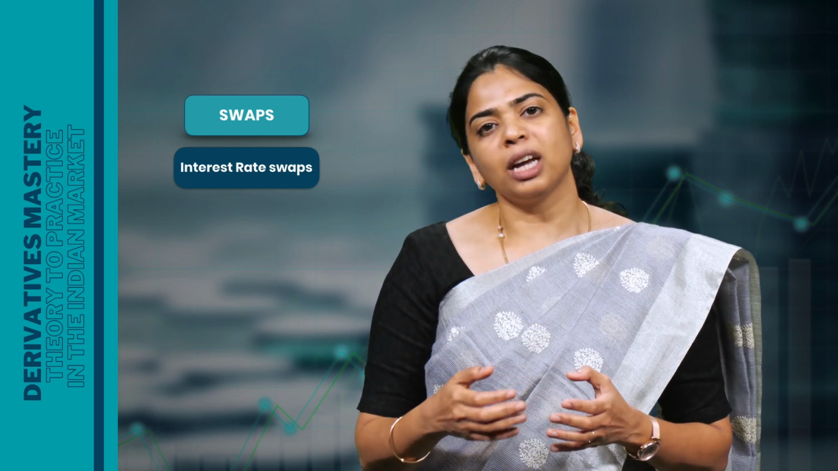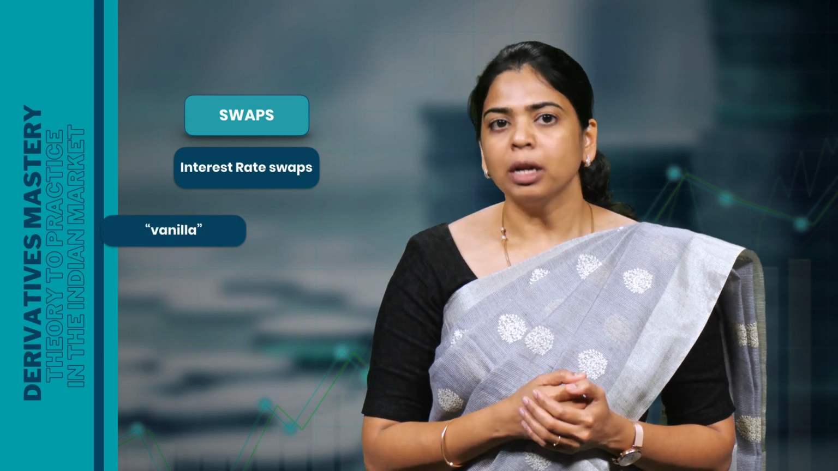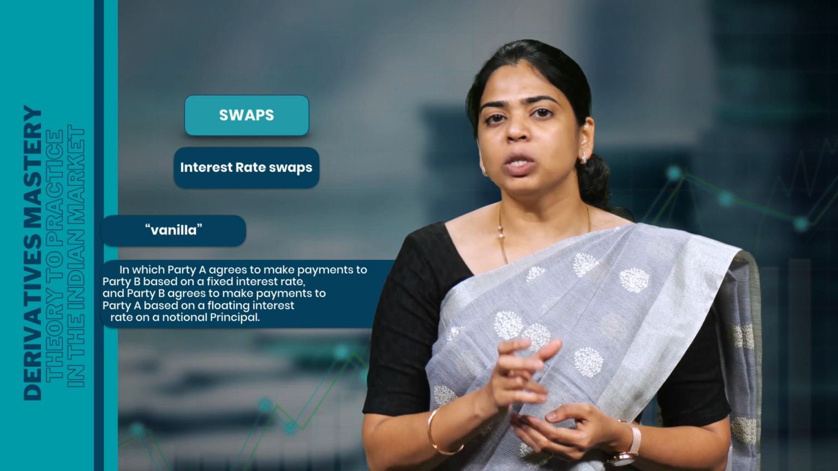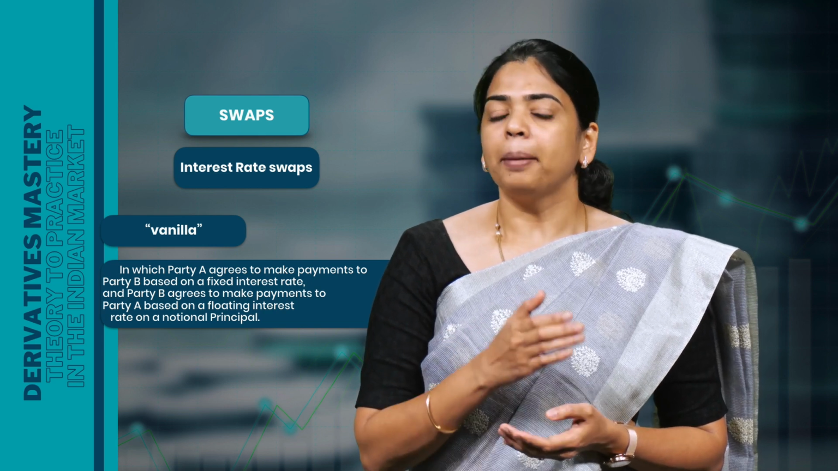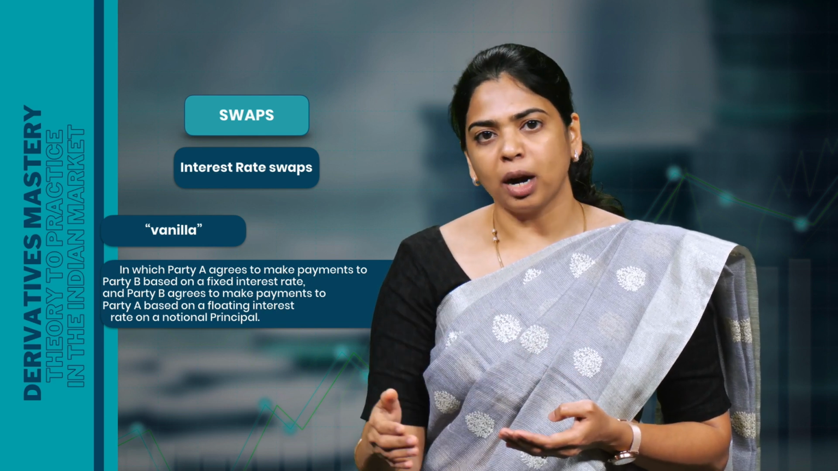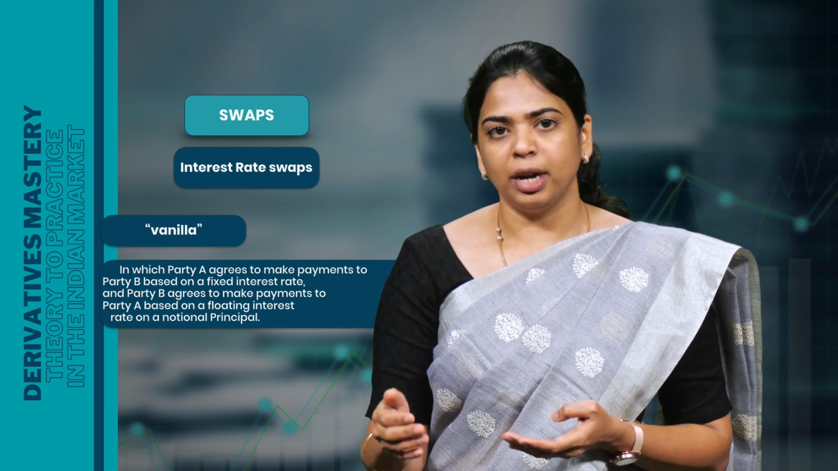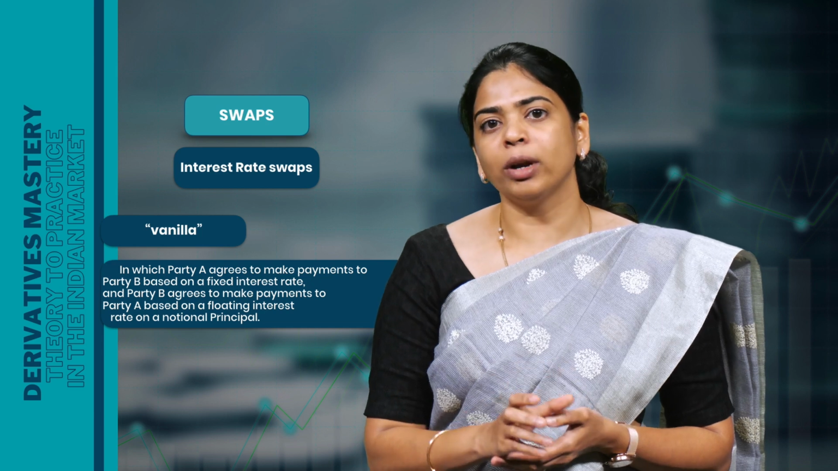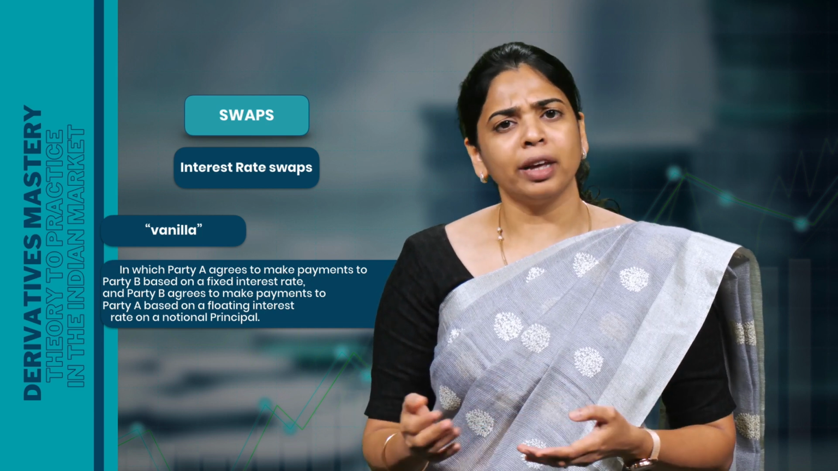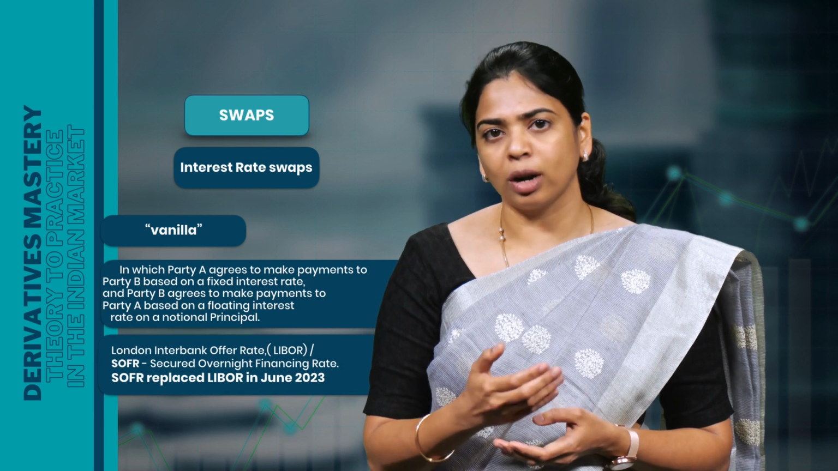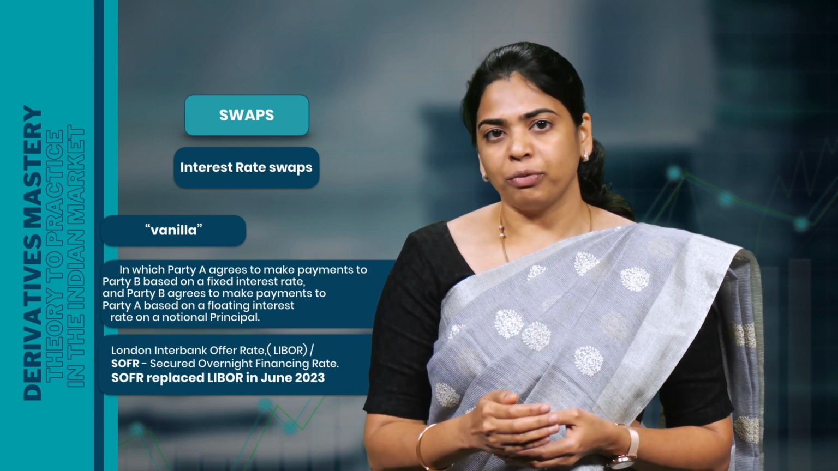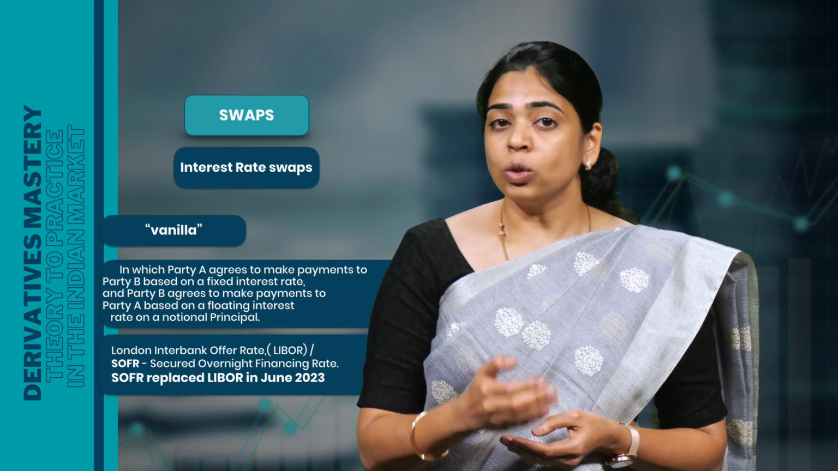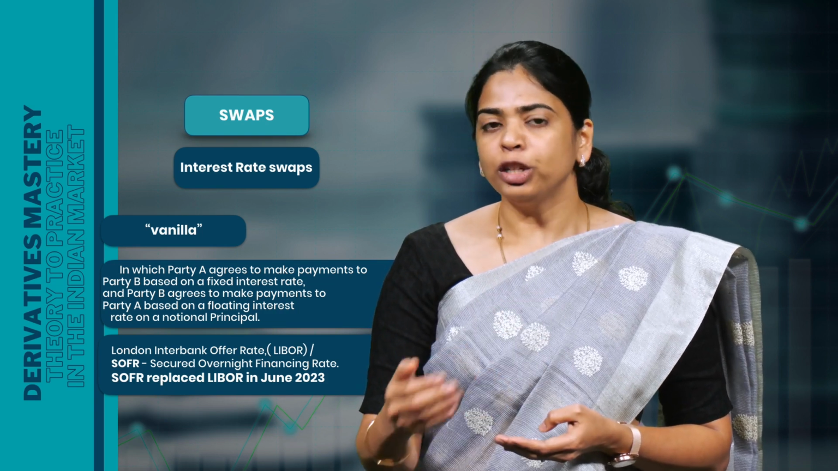The most common type of interest rate swap is the vanilla swap, in which party A agrees to make payments to party B based on a fixed interest rate, and party B agrees to make payments to party A based on a floating interest rate on a notional principal. The floating rate is tied to a reference rate, in almost all cases, the London Interbank Offer Rate or LIBOR, or SOFR, which is the Secured Overnight Financing Rate. SOFR replaced LIBOR in June 2023.